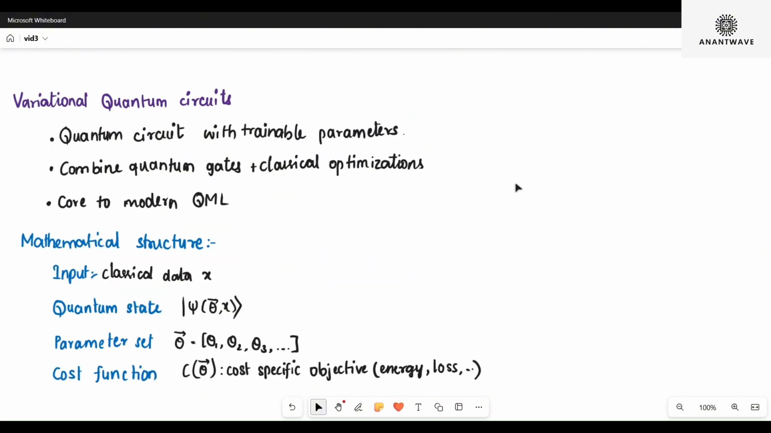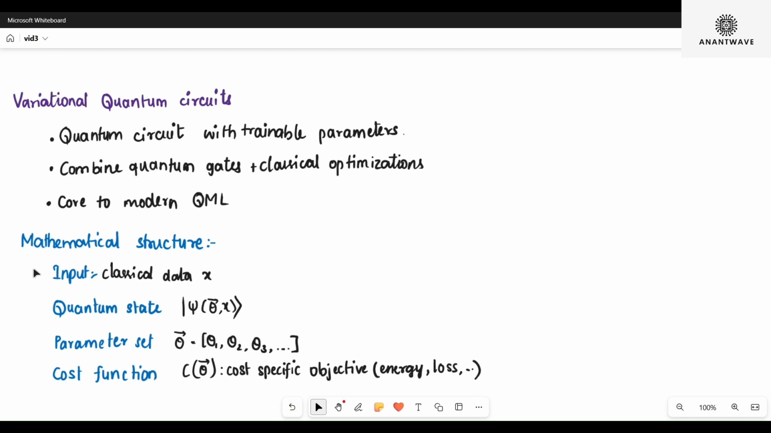Let's see about variational quantum circuits. They are quantum circuits with trainable parameters. They also combine quantum gates with classical optimizations. They are the core to modern quantum machine learning.